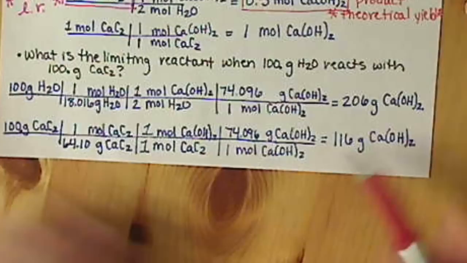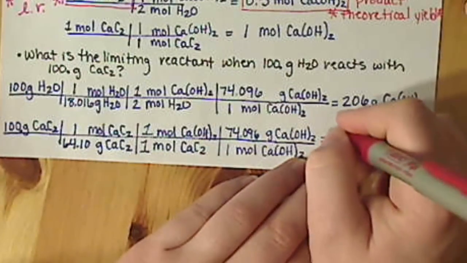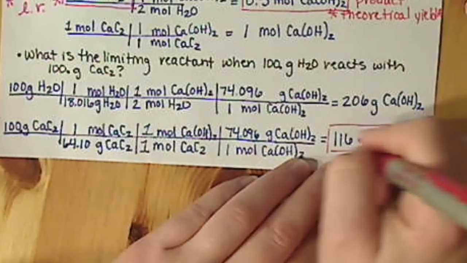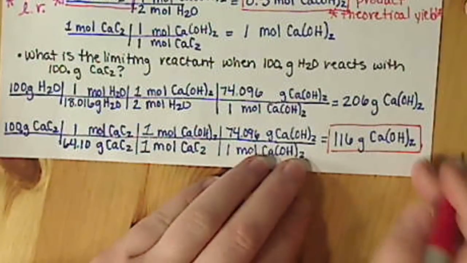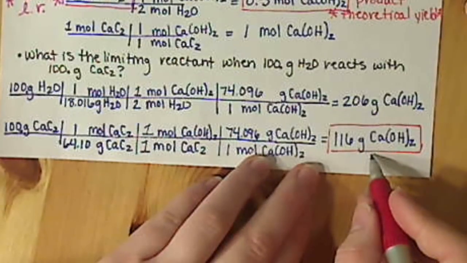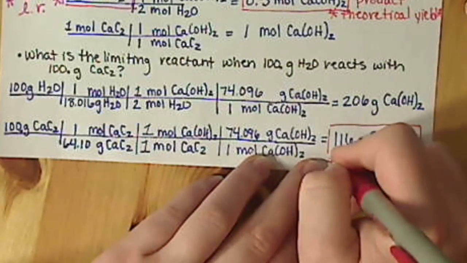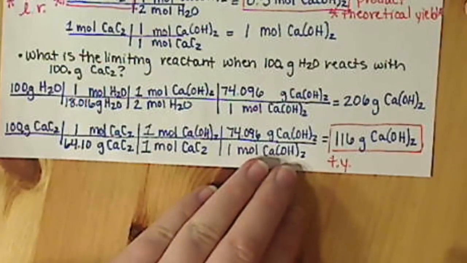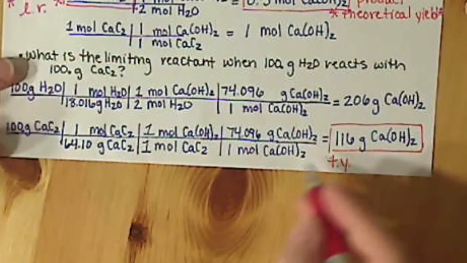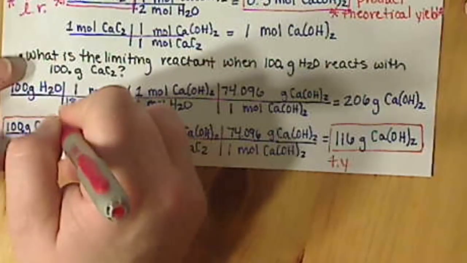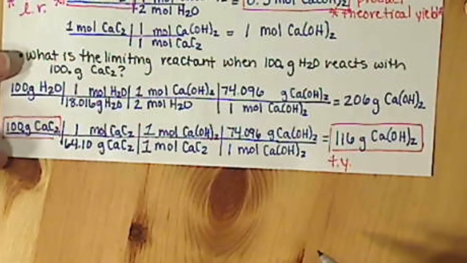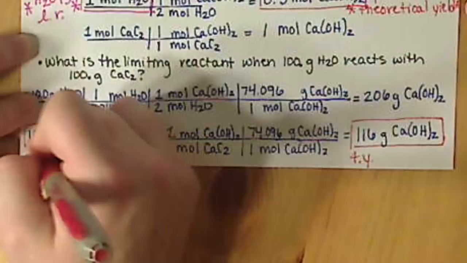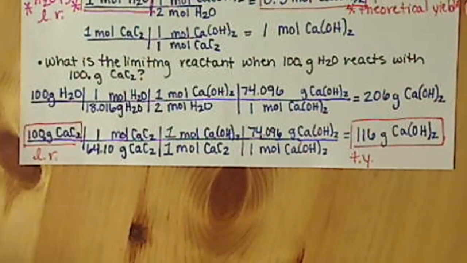So in this case, our 116 grams of calcium hydroxide, this is our maximum amount of product. So this is our theoretical yield, which makes the 100 grams of calcium carbide our limiting reactant.